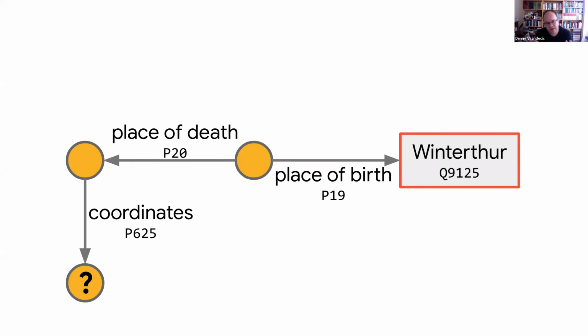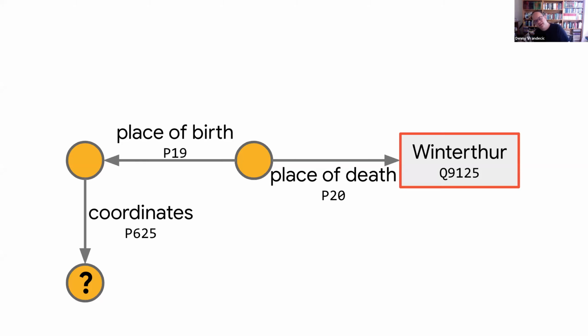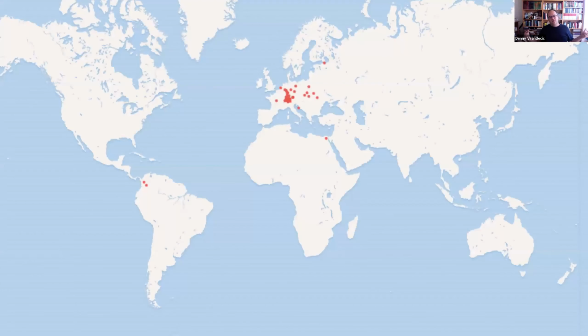Now, looking at this pattern, just to see how powerful this is, I can switch place of death and place of birth. Now I've changed it in the query: people who have died in Winterthur, what are the coordinates of the places where they were born? And again, I can get a nice map of those. So people who moved to Winterthur, where have they been born? It's super simple to do this kind of thing.